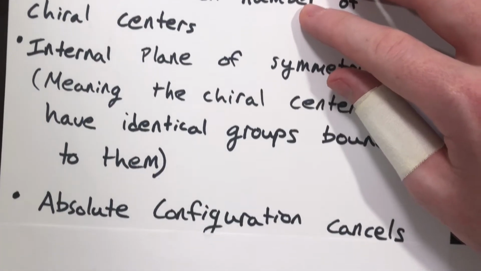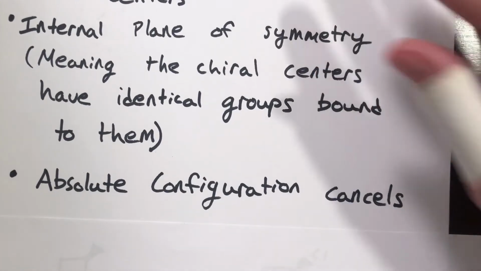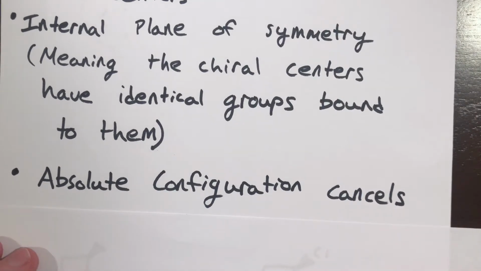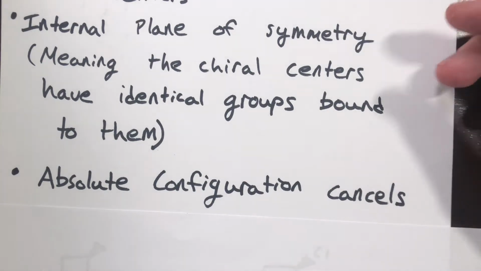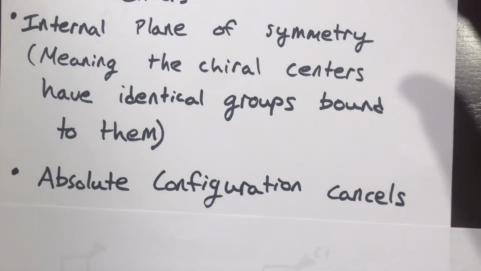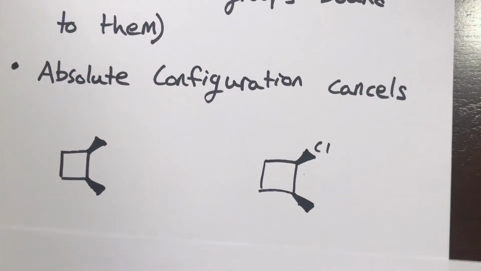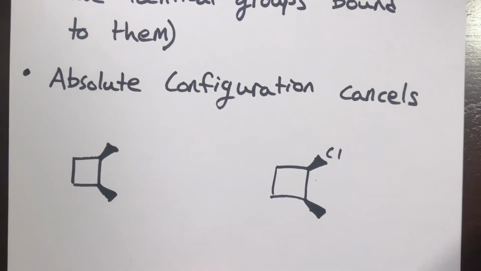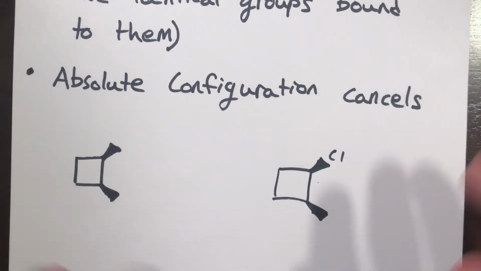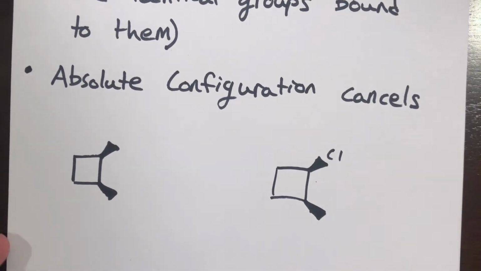And lastly, the absolute configuration must cancel within that molecule. What I mean by that is if one chiral center is R, the other one must be S, or vice versa. If it's RR or SS and it follows the other two rules, it will not be meso. This is rather difficult, so I think the best way to explain it is to just jump right into some specific examples. The question here is to identify if these are meso compounds or not.